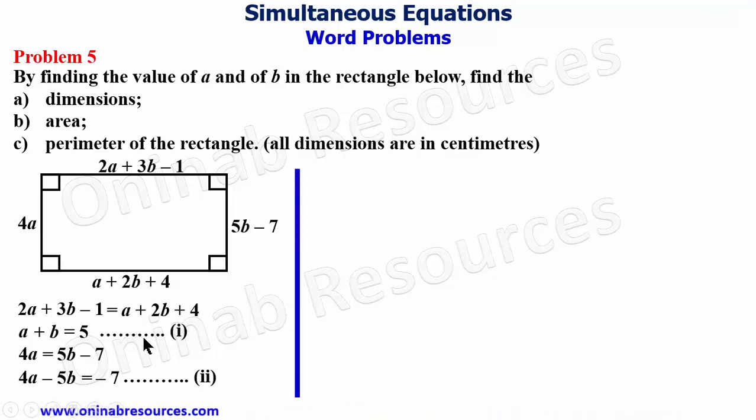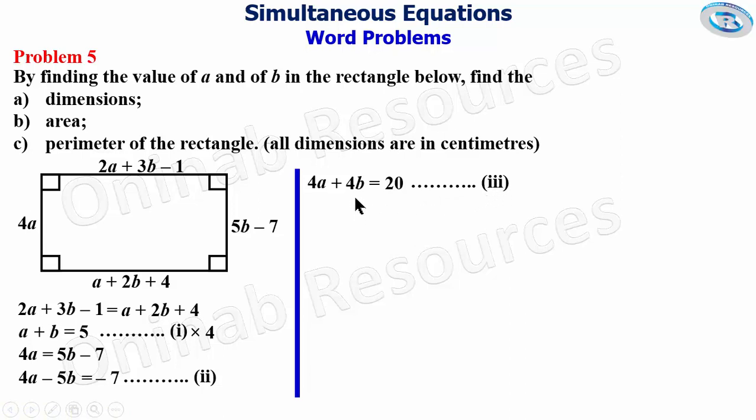So we look at this very well. If I multiply equation 1 by 4, the coefficient of a in both equations will be the same. So I say equation 1 times 4. So we are going to have 4a plus 4b equal to 20. We call that one equation 3.